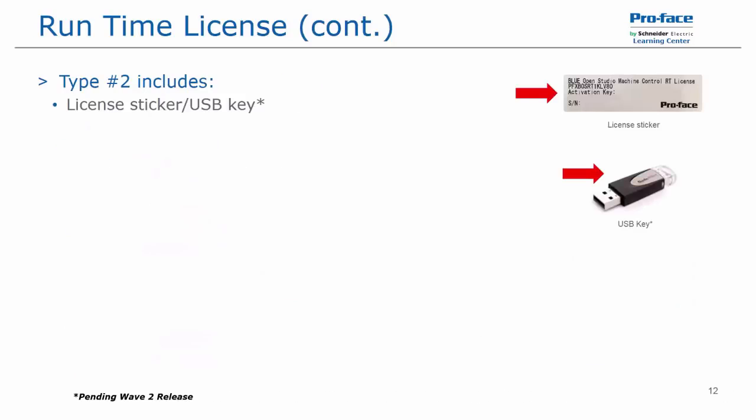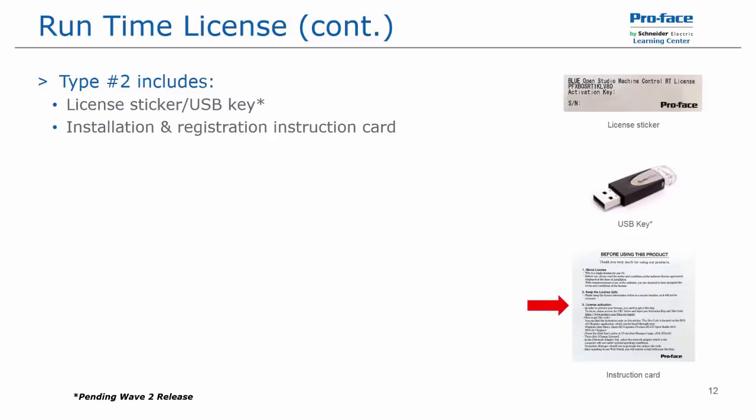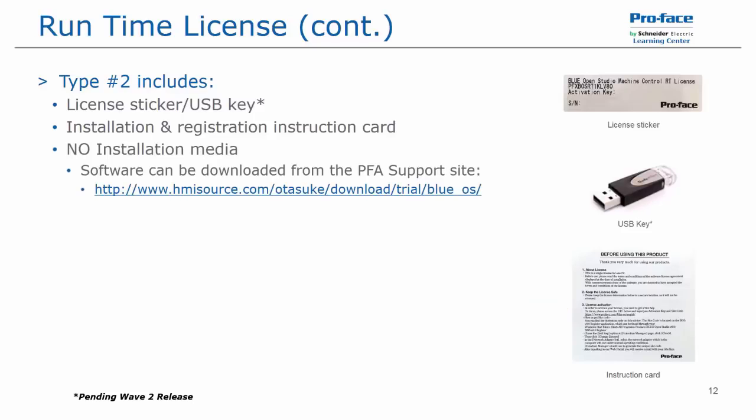Type 2 includes the license sticker and USB key, once again, as soon as the USB keys become available. Installation and registration instruction card. However, no installation media is included, but the software can be downloaded from our support site.